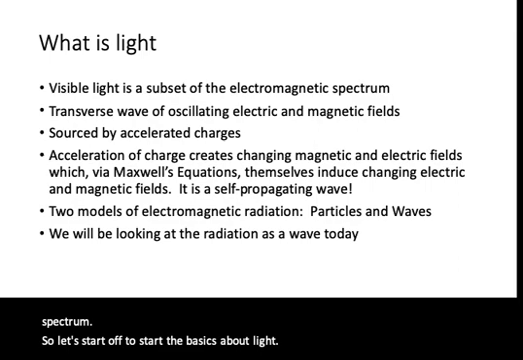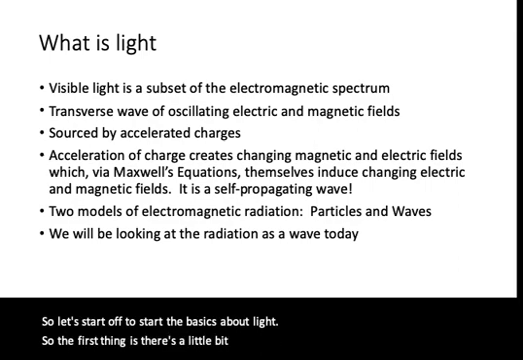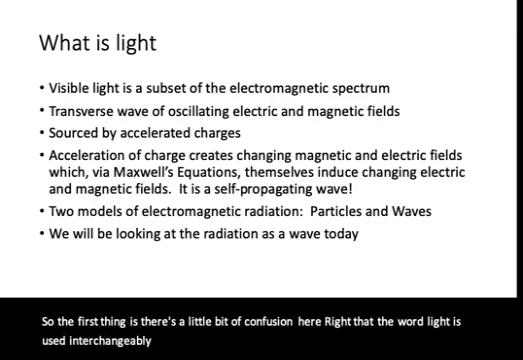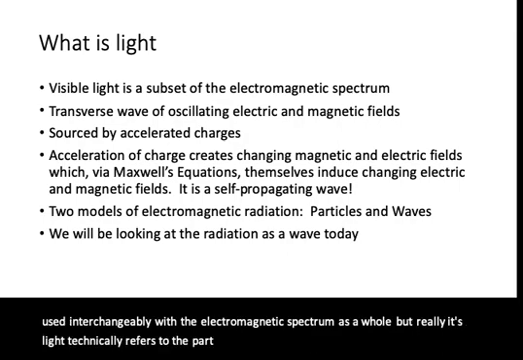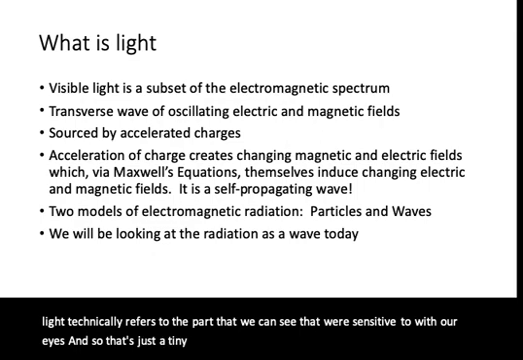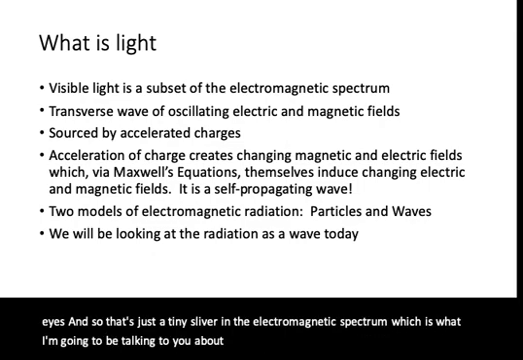So the first thing is there's a little bit of confusion here, right? The word light is used interchangeably with the electromagnetic spectrum as a whole, but technically light refers to the part that we can see, that we're sensitive to with our eyes, and so that's just a tiny sliver in the electromagnetic spectrum, which is what I'm going to be talking to you about today. It's all really the same thing.